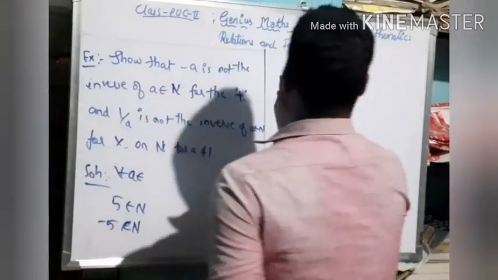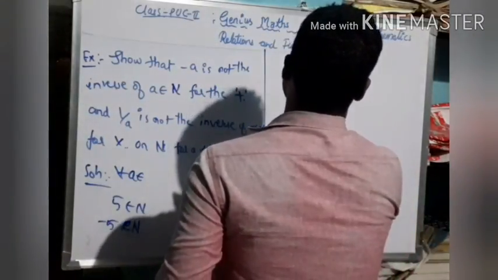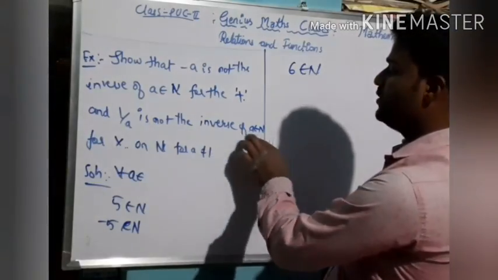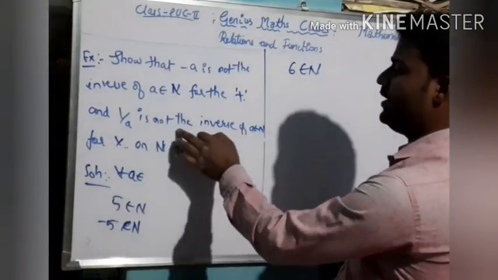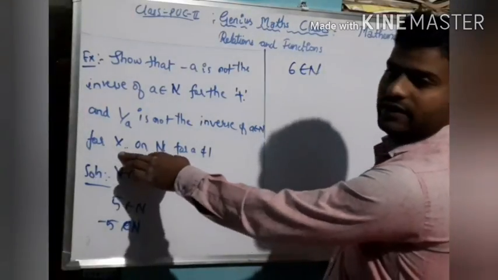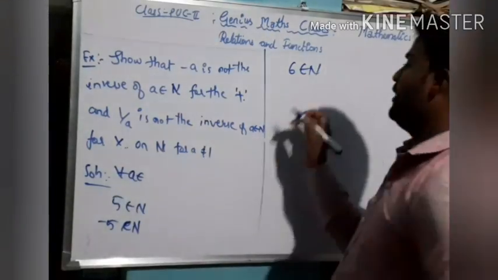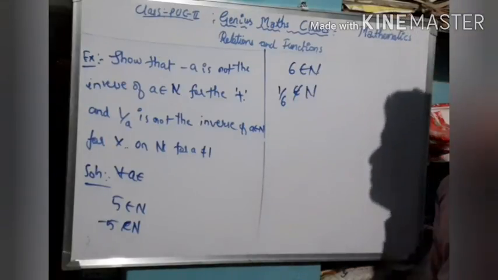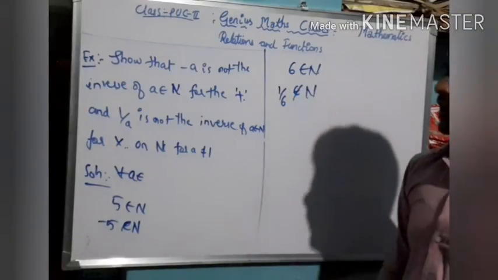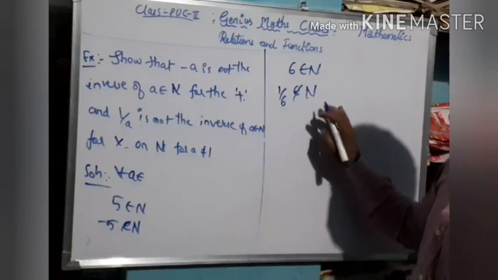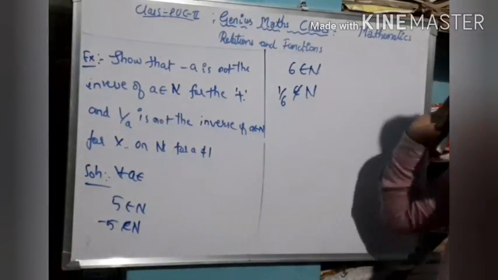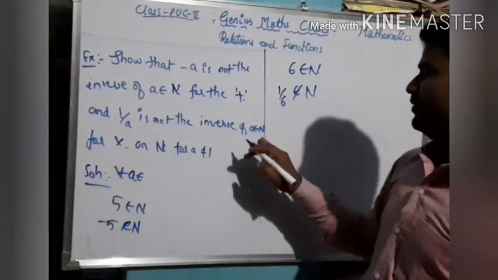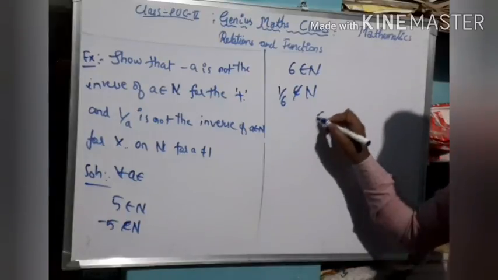Similarly, if you consider 6 belonging to the natural numbers, for multiplication, 1 by a is not the inverse. 1 by a means 1 by 6. 1 by 6 does not belong to the natural numbers, because natural numbers contain only whole numbers. Therefore 1 by a is not the inverse of a belonging to N. So this is a simple example.